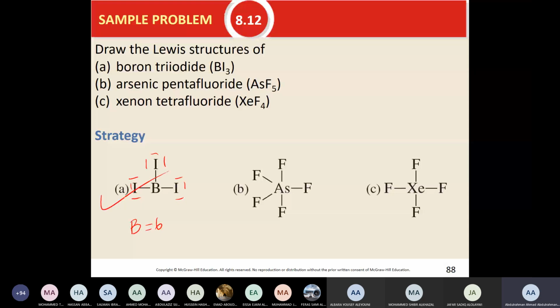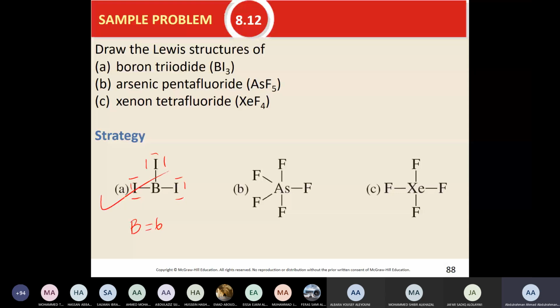Is this an acceptable structure? Yes. Because As can take more than 8. How many around it now? 10. Is this acceptable? It is acceptable. It's called what? What's the name? Expanded octet. Very good.